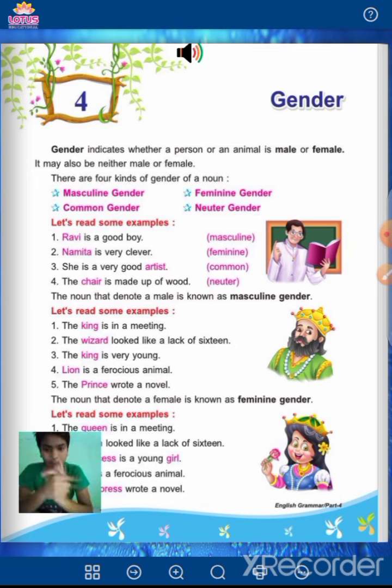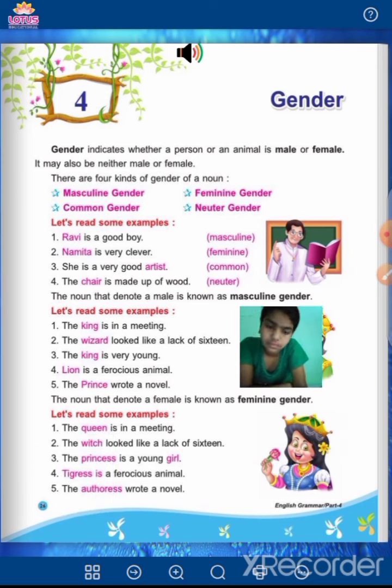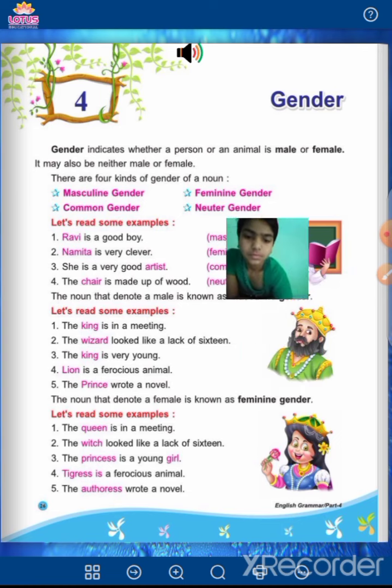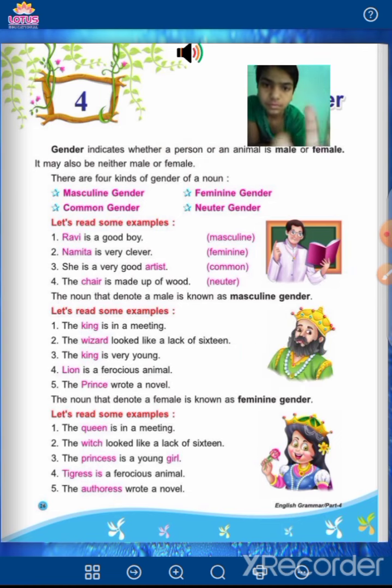For example, the king is in a mood. The vizier looked like a lad of 15. The king is very young. Lion is a ferocious animal. The prince wrote a novel. So what idea did we get from here? That some examples like king is a male, boy is a male, prince is a male, lion. So these are in the boys category. So that will be the masculine gender.